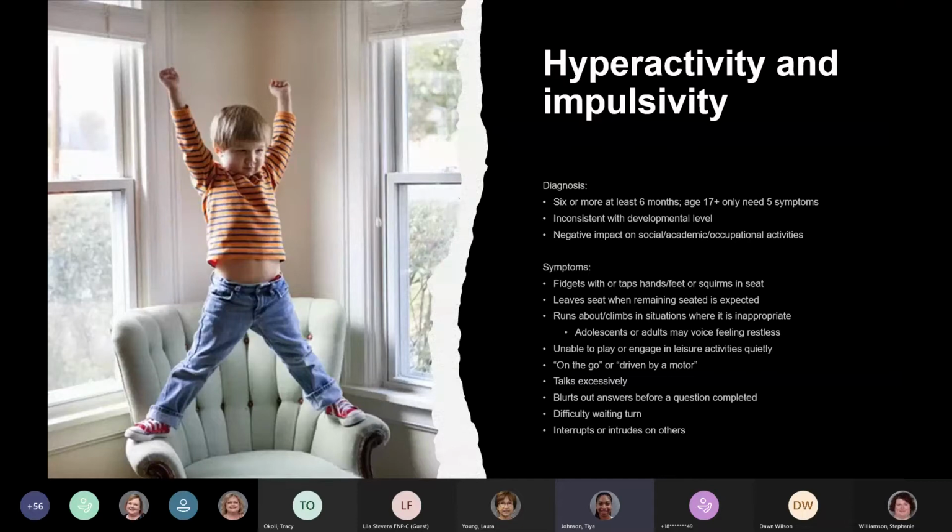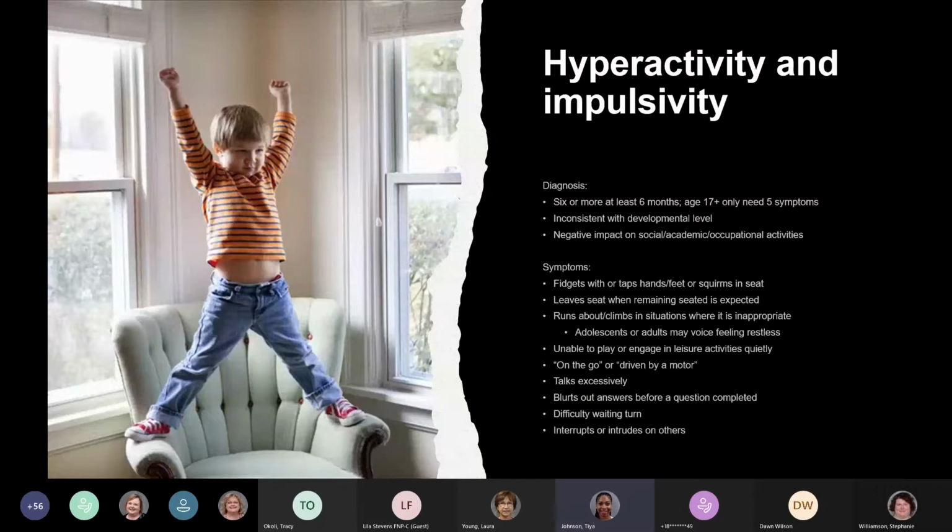Often leaves their seat in situations when remaining seated is expected. Running or climbing in situations where it's not appropriate. In adolescents or adults, they may voice feeling just restless and unable to get their energy out. But for younger kids, it's usually running and climbing on things that's not appropriate. Unable to play or engage in leisure activities quietly. These kids are often described as on the go or acting as if they are driven by a motor.